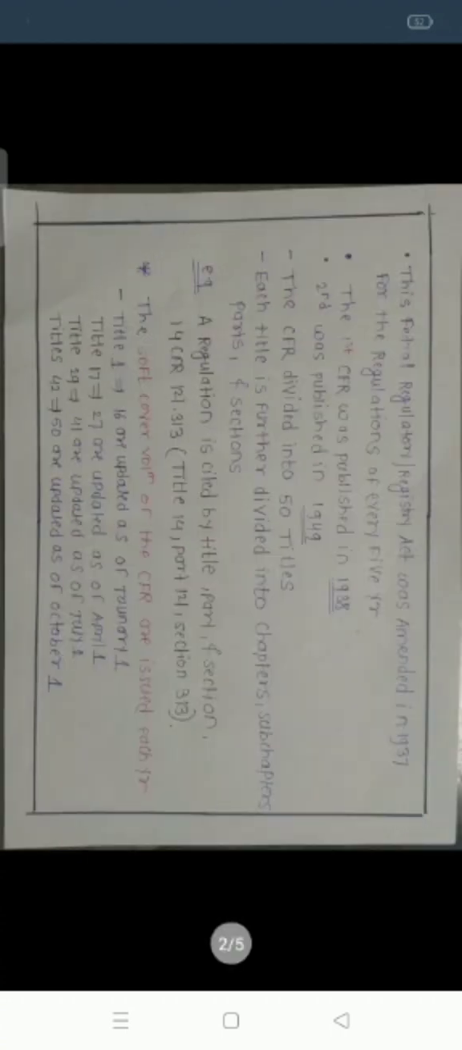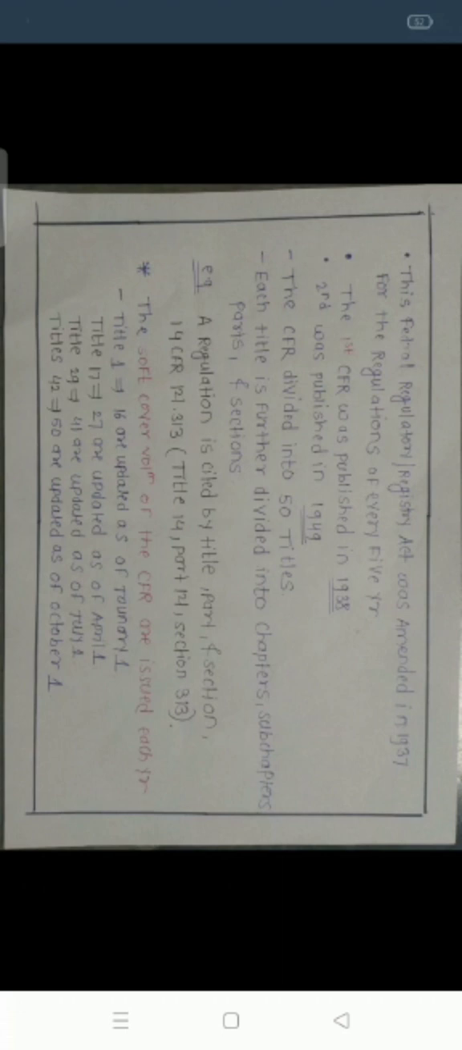Then the Federal Register Act was amended in 1937 to provide for regulation every 5 years. It means that every 5 years there is an update of the CFR. So we also learn which CFR is coming in the upcoming year. The first CFR was published in 1938 and the second was published in 1949. The CFR is divided into 50 titles.